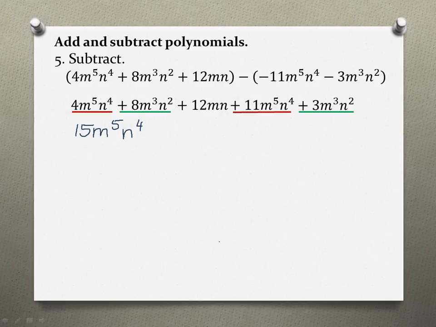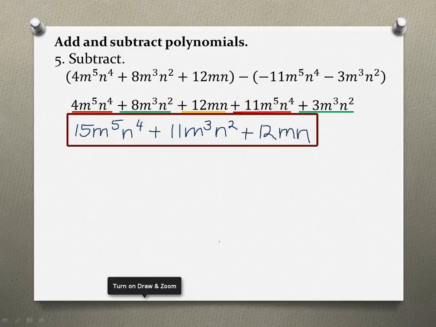Additionally, we have two more like terms, which is 8m cubed n squared. So we add 3m cubed n squared to that term, and we get plus 11m cubed n squared. Now last we have 12mn, where there is no other term to combine it with, so we're just going to bring it down.